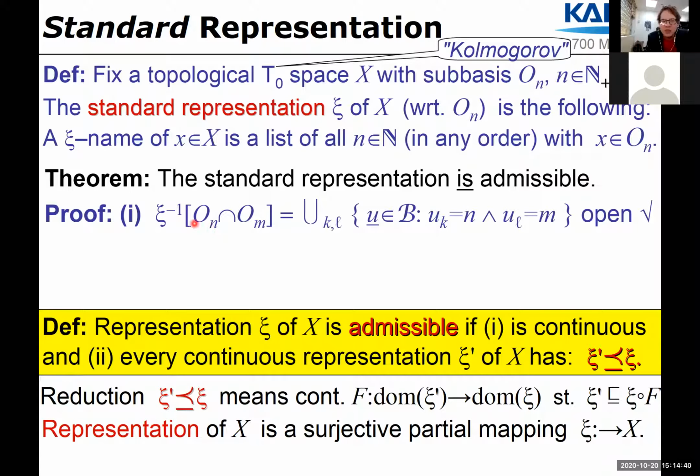So what is the preimage of this intersection of these two open subsets of the space X?